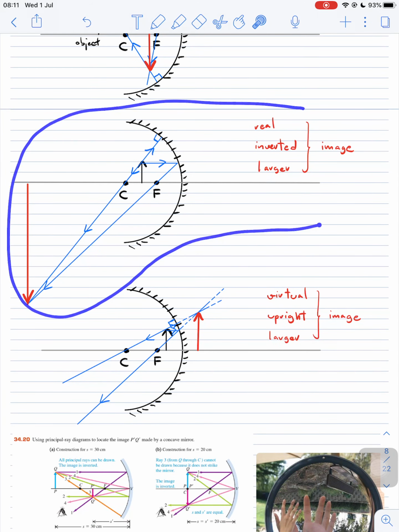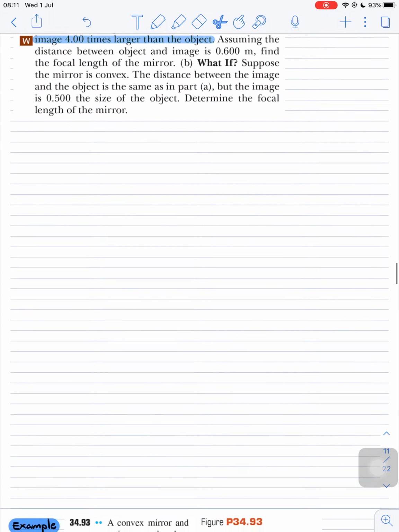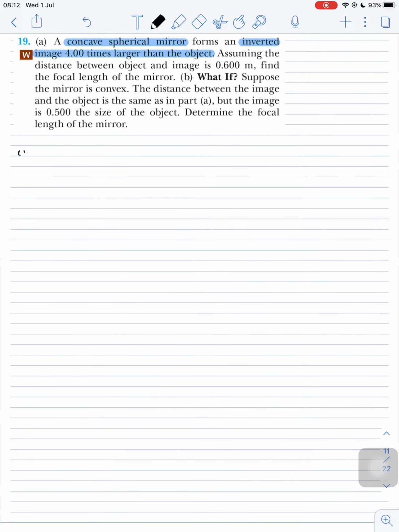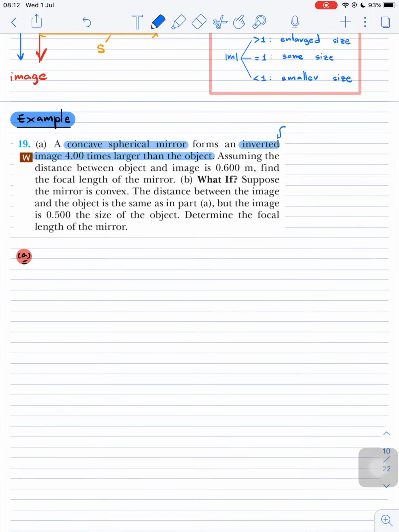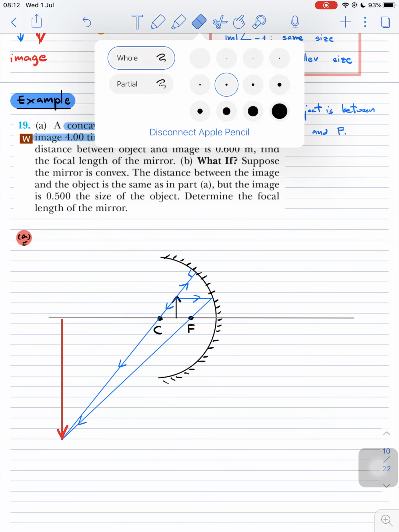We have 2 types of image here for the concave mirror where the image is larger than the object. But now I say that the image is inverted. If the image is inverted, it means it's going to be in this case where the object is between the focal point and the center of the curvature. So let me copy these pictures. So from this sentence we can say that the object is between the center of the curvature and the focal point. So that's why we can just use this picture here.